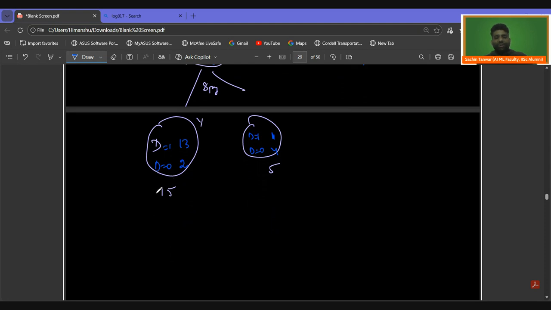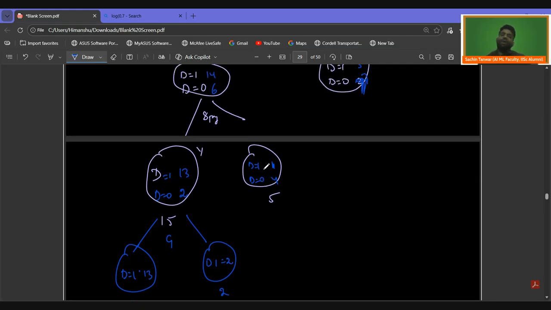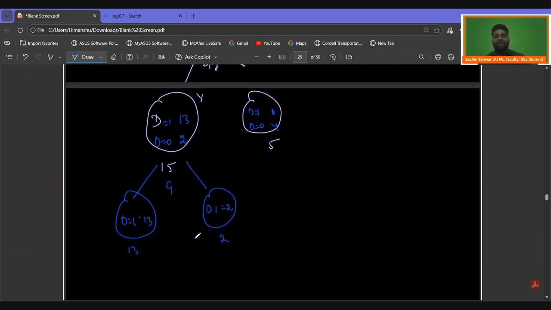Now, if I just use one of the splits, so SPY had been used. If I use the gender, I'm getting something like this. All the 13, D equals 1, is all the 13 I'm getting. And over here, what I'm getting is D equals 1, which is having 2. So that means 13 over here, 2 over here. And for this one, I would not really like to split it. I will tell you the reason why. You'll get clarity with the help of this particular example itself.